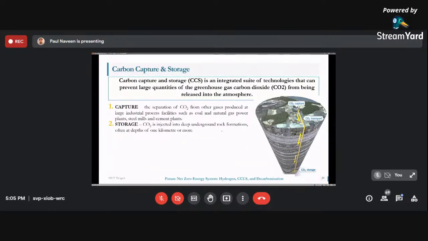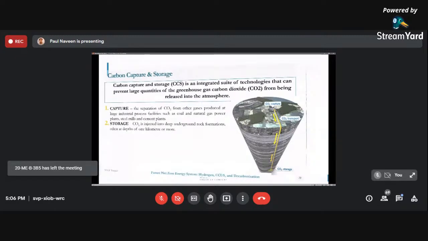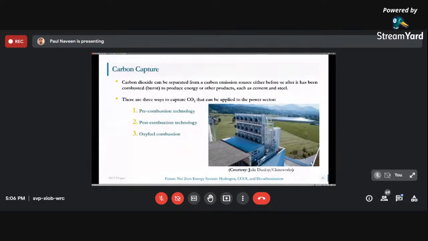Wherever the effluents are going to the atmosphere, this capture technology is adopted so that the carbon will turn into another solvent and can be used for other purposes. The storage that I was talking about is where carbon dioxide is injected into deep underground rock formations, often even a kilometer or more deep, so that it can be permanently stored and never be disturbed in our future. So let's see what capturing technologies are currently widely used.